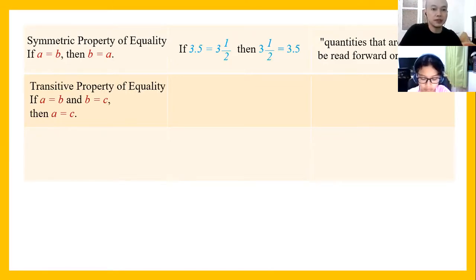Transitive property of equality. Okay. It's not really confusing, but if you take a little close look, then you have if A is equal to B and B is equal to C, that means A is equal to C. You understand? If A is equal to B, B is equal to C, then A is equal to C. Okay?